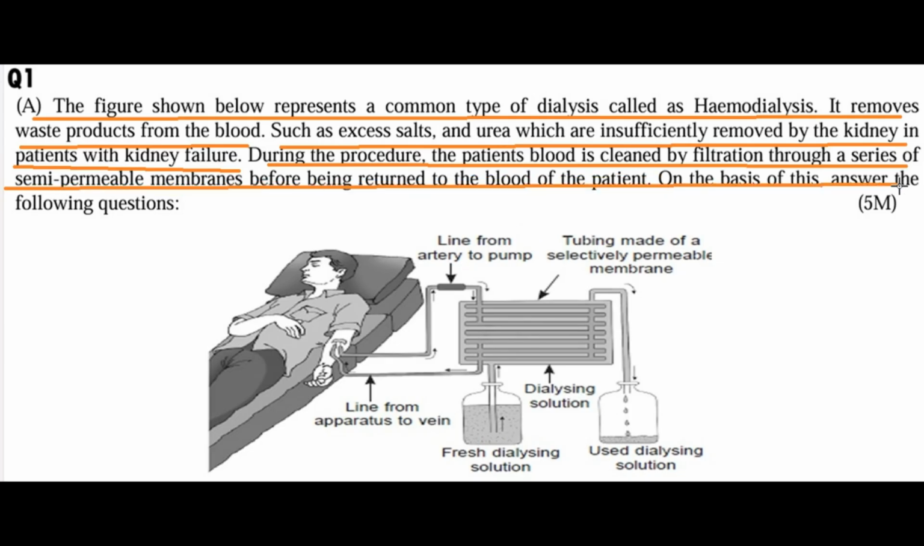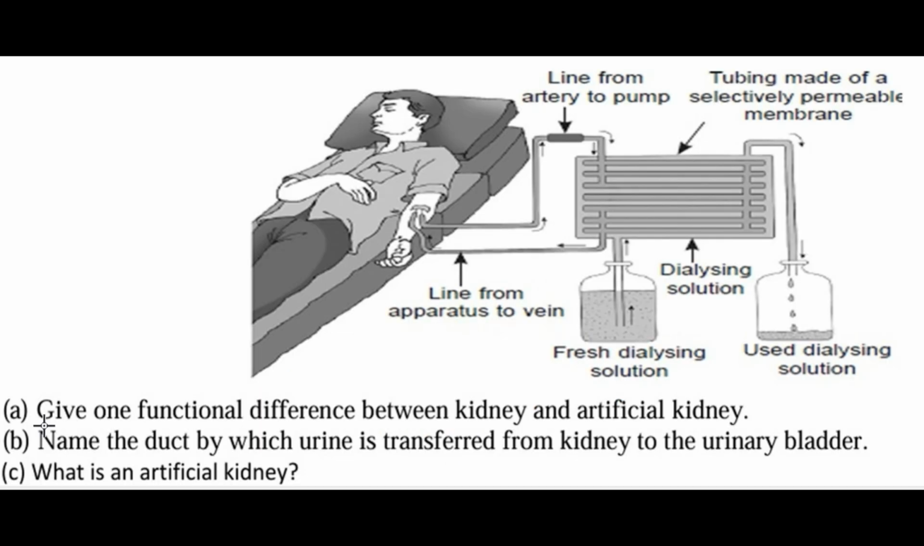On the basis of this, answer the following questions. So this is a 5-mark question. There will be a passage given like this, and below this passage there will be questions for you to answer. Now these are the questions. A part: give one functional difference between kidney and artificial kidney. B part: name the duct by which urine is transferred from kidney to the urinary bladder. And C part: what is an artificial kidney? This requires explanation, okay?